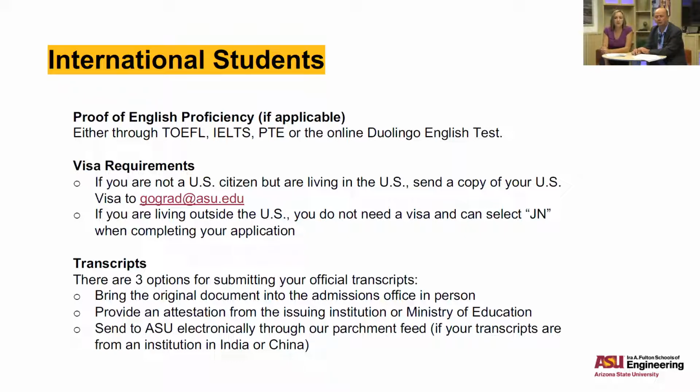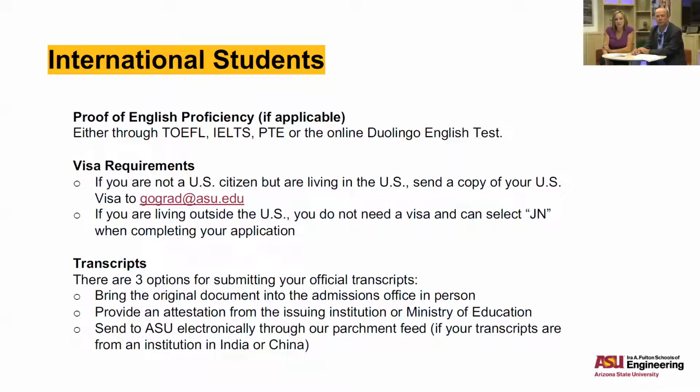Again, you can reach them at mcsenrollment@asu.edu. Now, English proficiency is good for 2 years. So if you've taken it previously, we'll accept it as long as it's within 2 years of the admission term. So it does have to be taken after January 2017 for the spring admission.